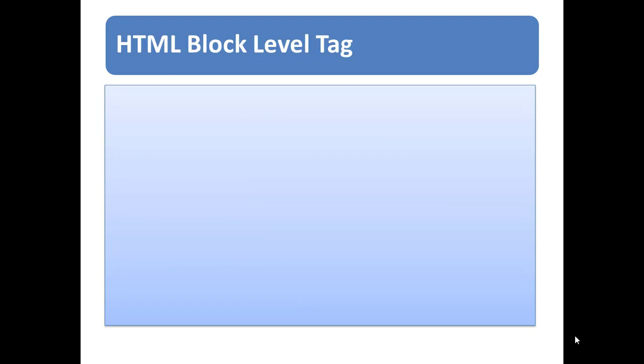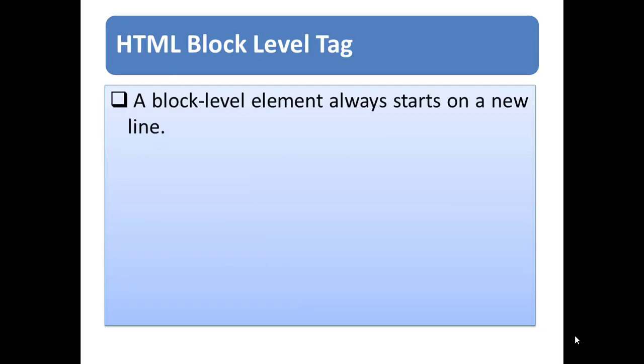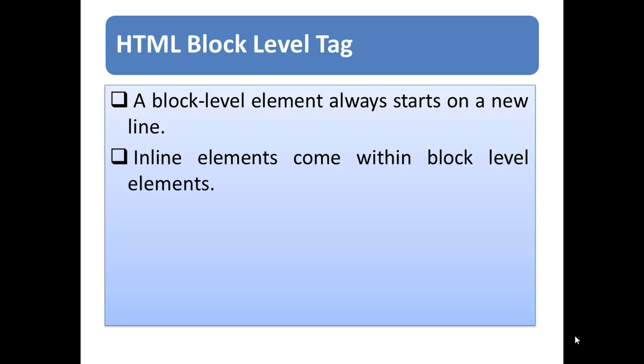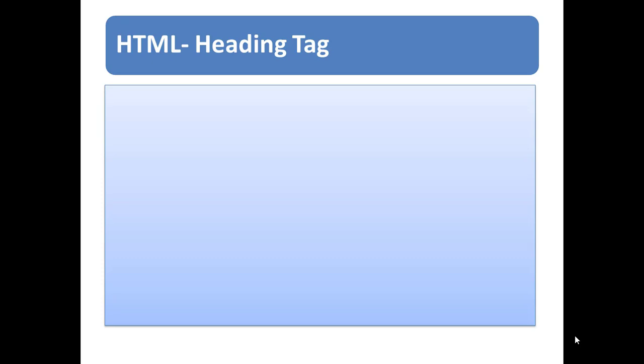What is HTML block level tag? A block level element always starts on a new line. It typically contains inline elements and other block level elements. When rendered visually, they begin on a new line. For example, consider p tag. P tag is used to start the paragraph on web page on a next line. Whenever we are using different p tags or block level tags, it will start on a new line. Now, let us first discuss the heading tag.